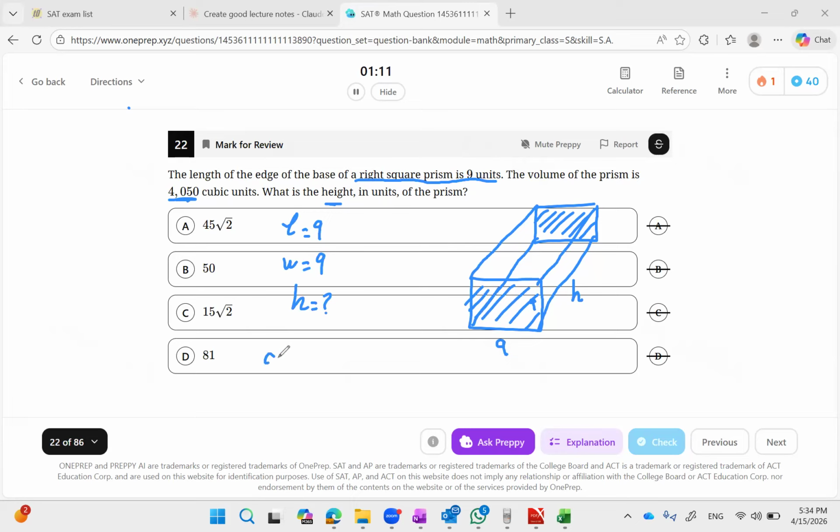And I know if I multiply 9 by the height, it gives me the volume. And the volume is 450. So what do you think the value of h?